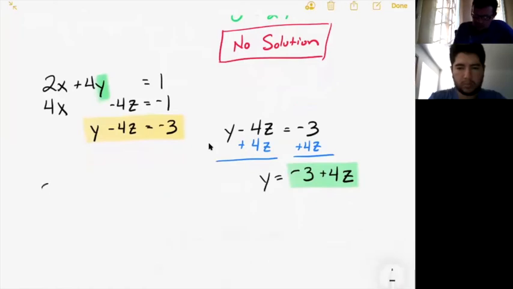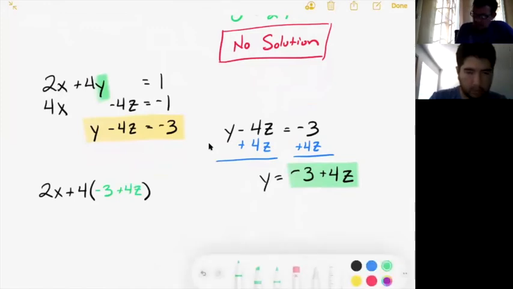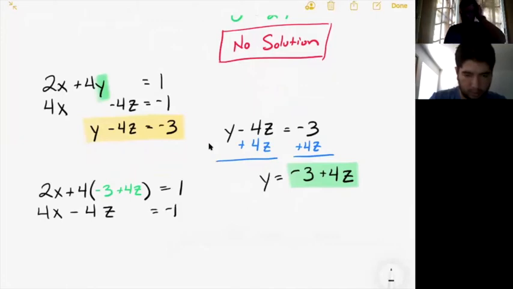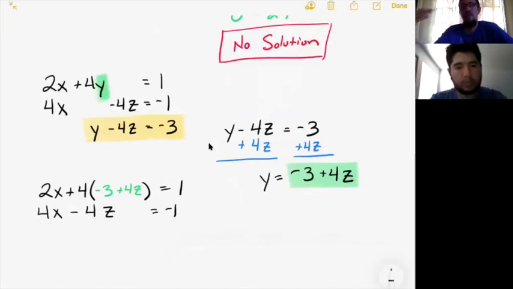So we're going to take the first equation, the 2x plus 4y, but we're going to replace the y with -3 plus 4z. And then the second equation is going to stay exactly the same, 4x minus 4z. Oops, I forgot the equals on both of these. Just like that. So we've got a little bit of work to do. There's some distributive property we have to do in the first equation, but hopefully you can see that after we do the distributive property, we're down to 2 variables, which is the dream.